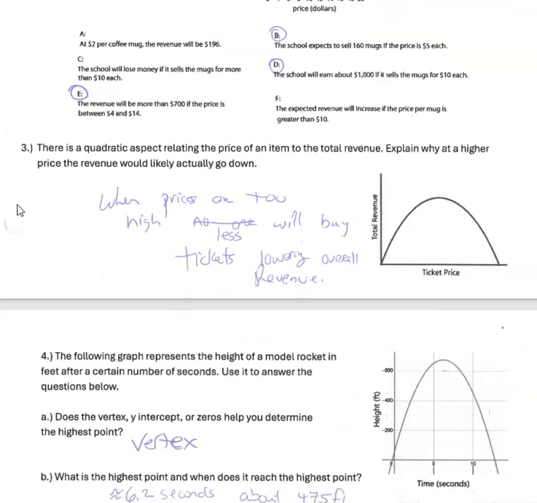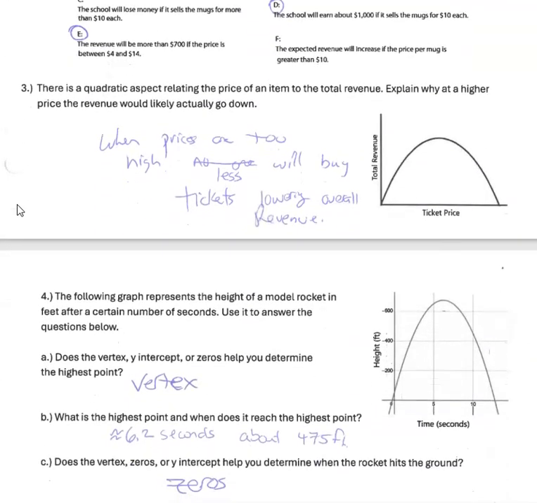Now, this next part here says there's a quadratic aspect relating the price of an item to the total revenue. Explain why at a higher price the revenue would actually go down. And like I said, the higher the price, less people are going to buy. And at some point, it's not going to make more sense to be selling it for more because so few people are going to be buying it that the revenue actually goes down.